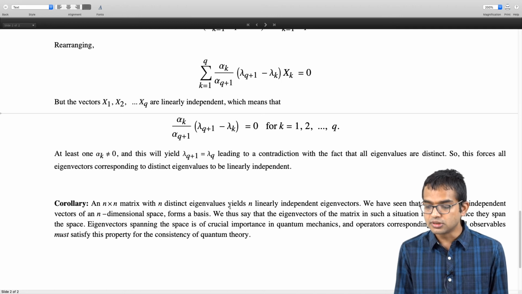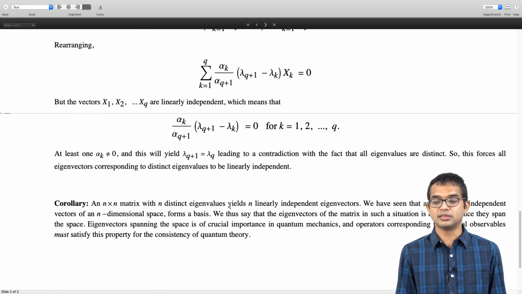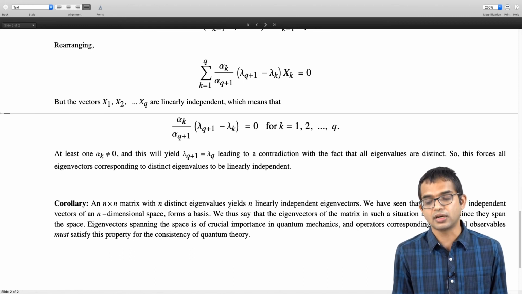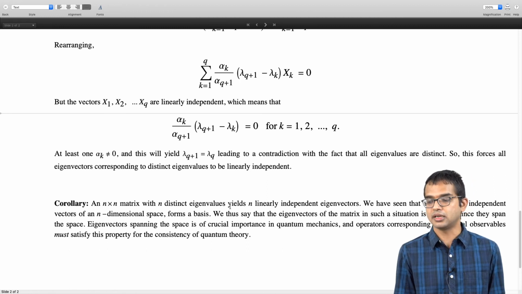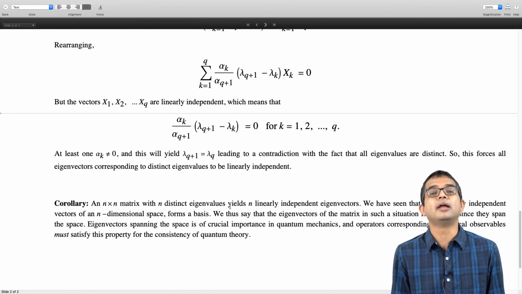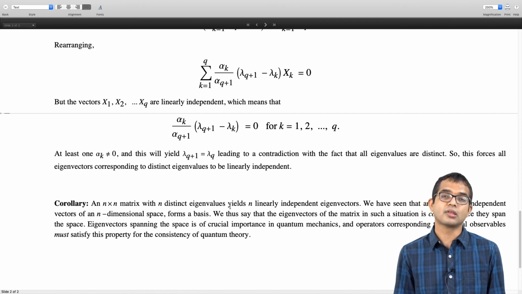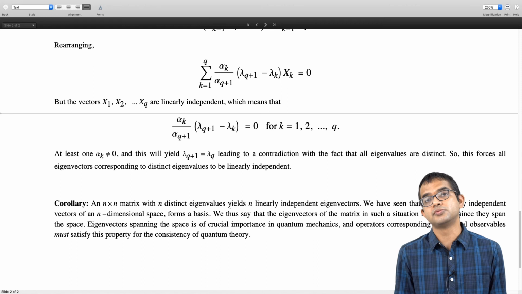So this is a scenario which is called a completeness condition, right? Matrices whose eigenvectors span the whole space are complete, right? This is of crucial importance in quantum mechanics. Any physically meaningful observable has an operator corresponding to it, and every such operator corresponding to a physical observable must yield eigenvectors which span the whole space.